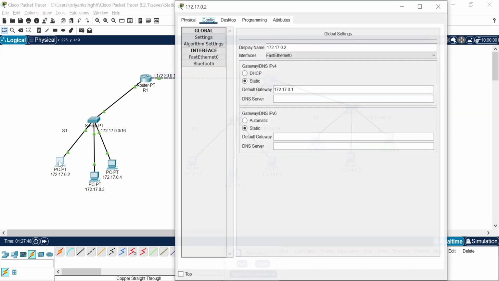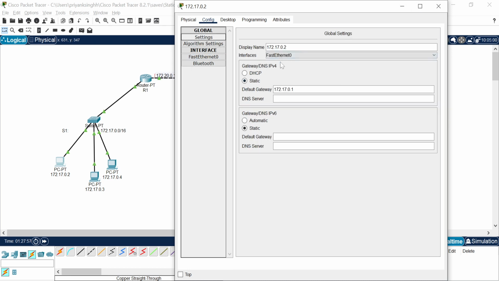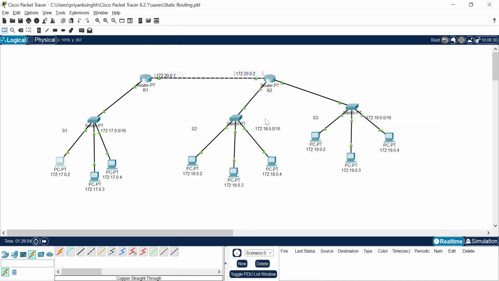Let's have a look at this. I have given 172.17.0.2 IP to this device, and I have used the first IP of this network as a gateway, that is 172.17.0.1. Similarly, I have used the first IP of the second network for its gateway, and in the same way the first IP of the third network for its gateway. I can confirm this from here also. So I have to check the gateway over here. Gateway is the point from where our network gets connected to our router.